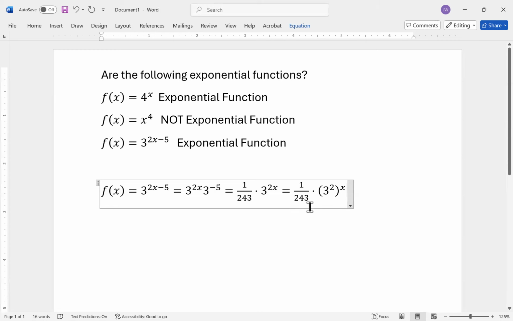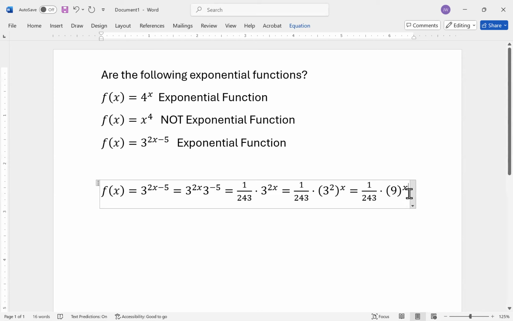So this puts our function into the form of our standard exponential function form. A times a base raised to the x power. A is this 1 over 243. Our base is 9 raised to the x power.